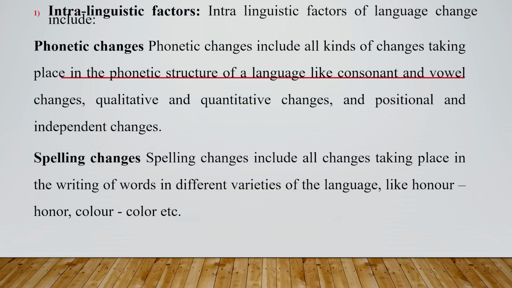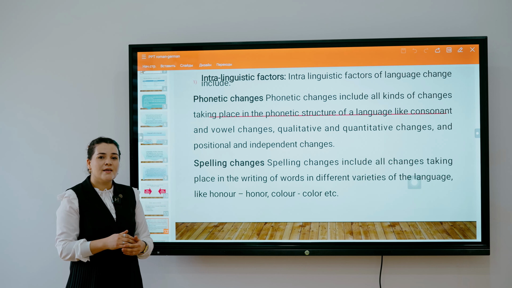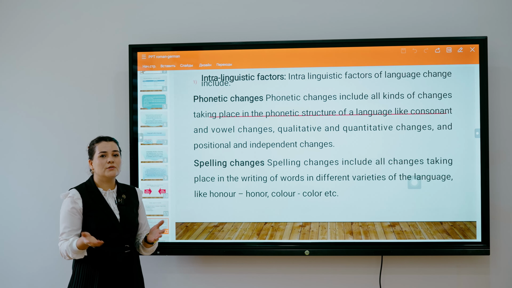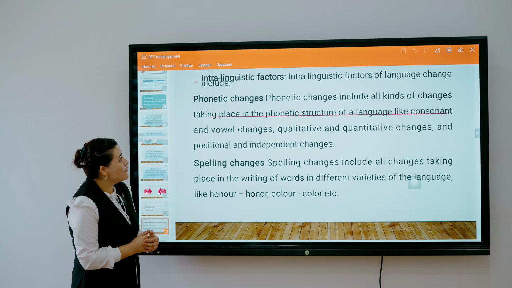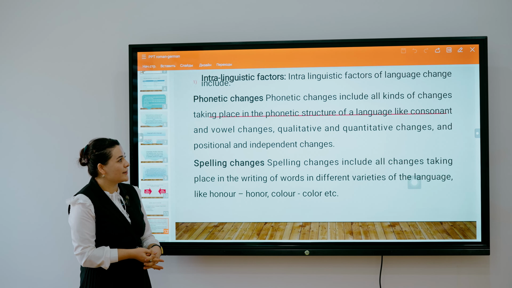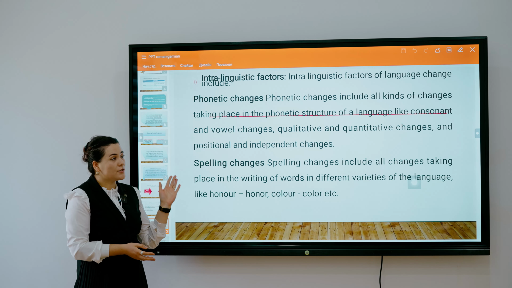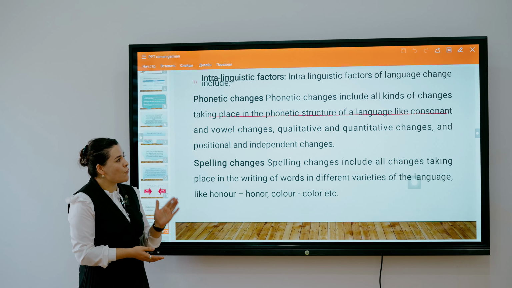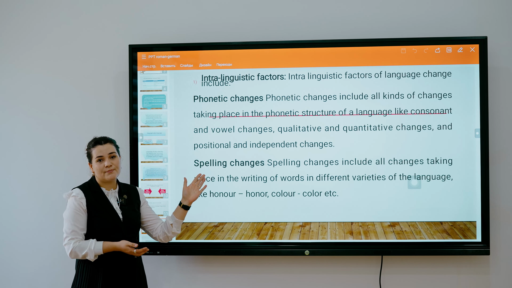And the next one, intralinguistic factors. An intralinguistic factor can be phonetic changes. What are phonetic changes? Romance Germanic philology deals with phonetics. You know that phonetics is a branch of linguistics, and phonetics explains the sounds: what vowel letters are, what consonant letters are, and others. Phonetic changes include all kinds of changes taking place in the phonetic structure of a language, like consonant and vowel changes, qualitative and quantitative changes, and positional and independent changes.